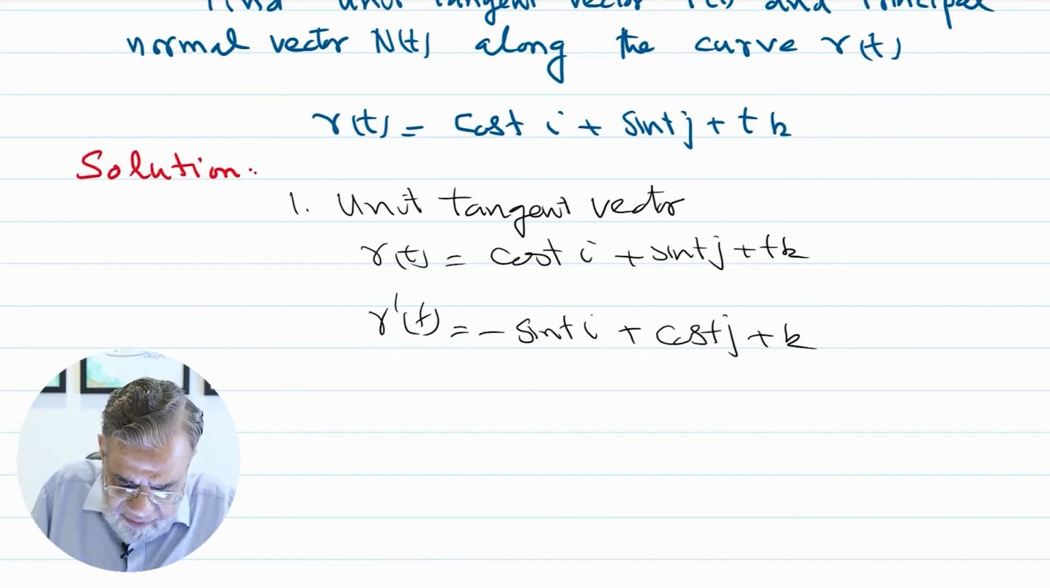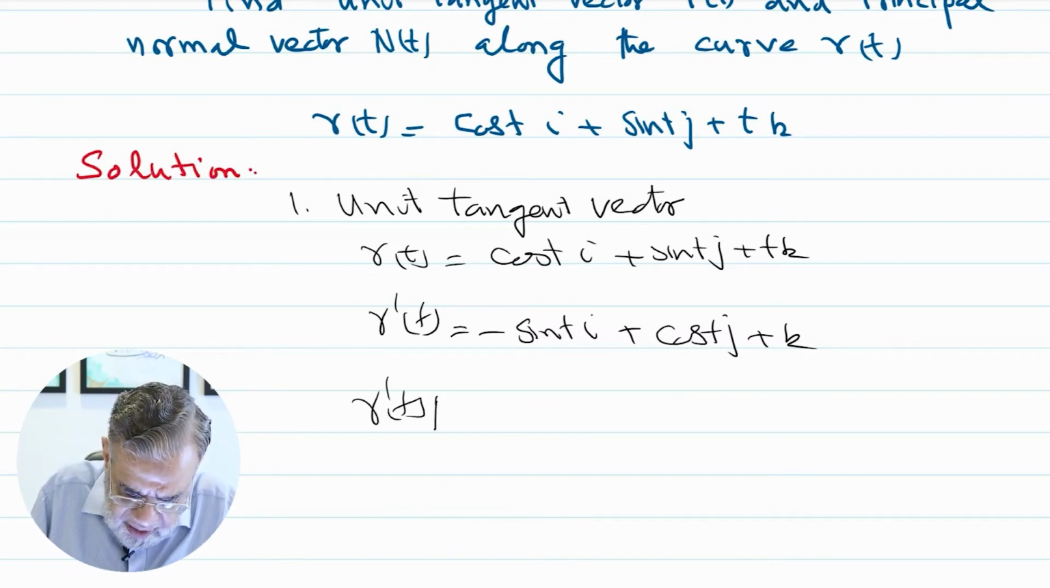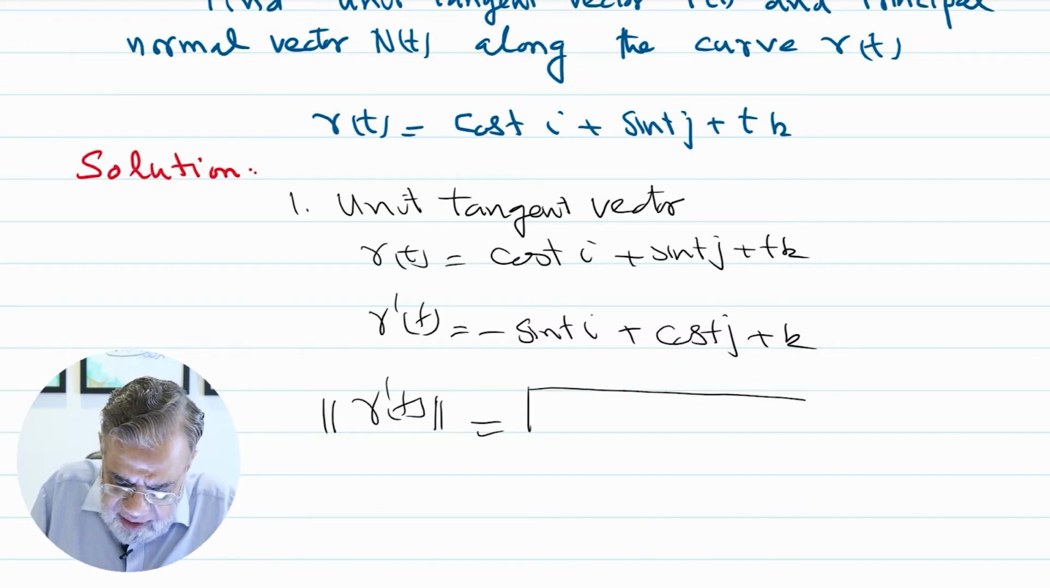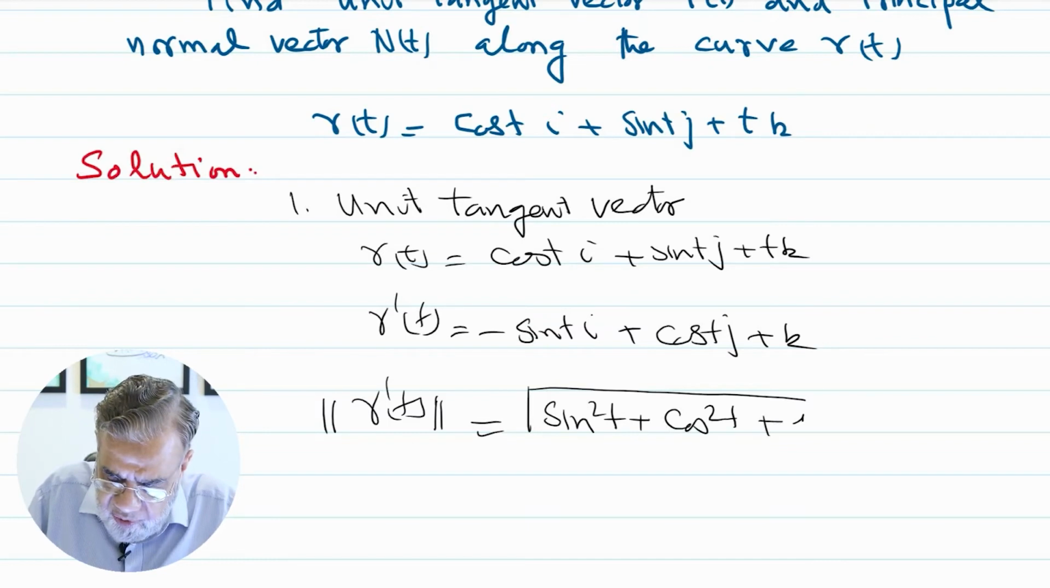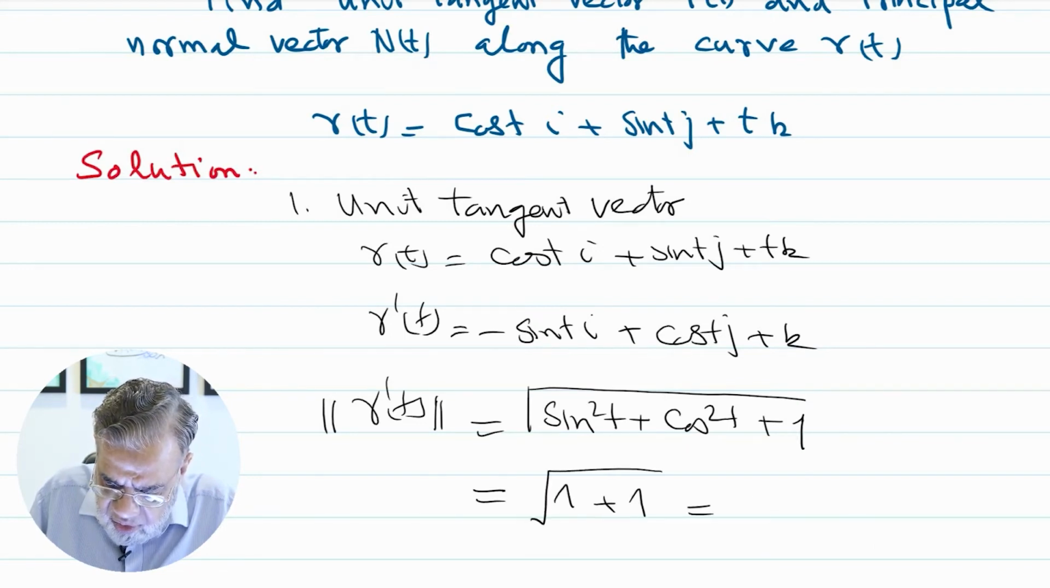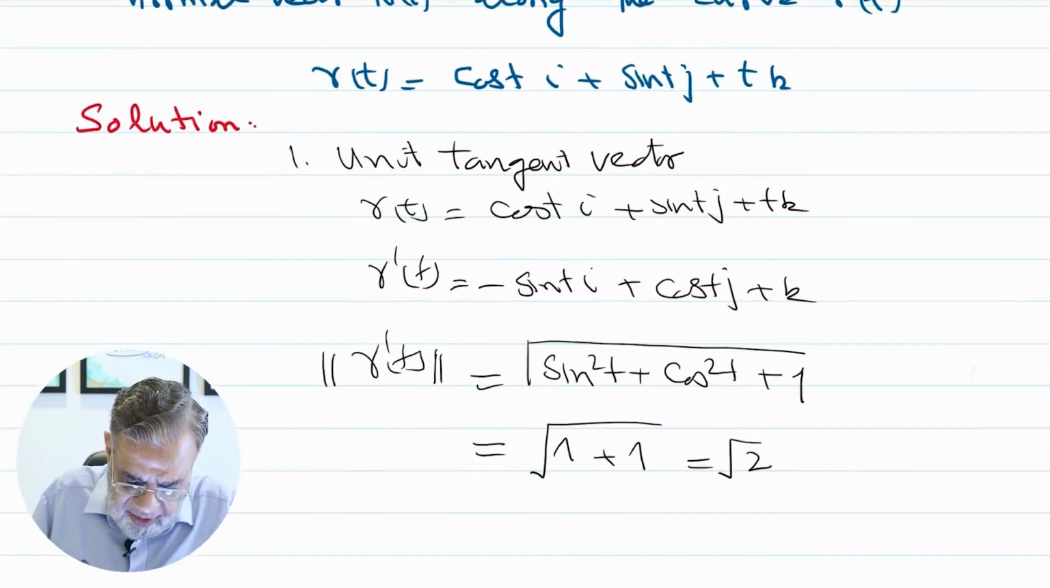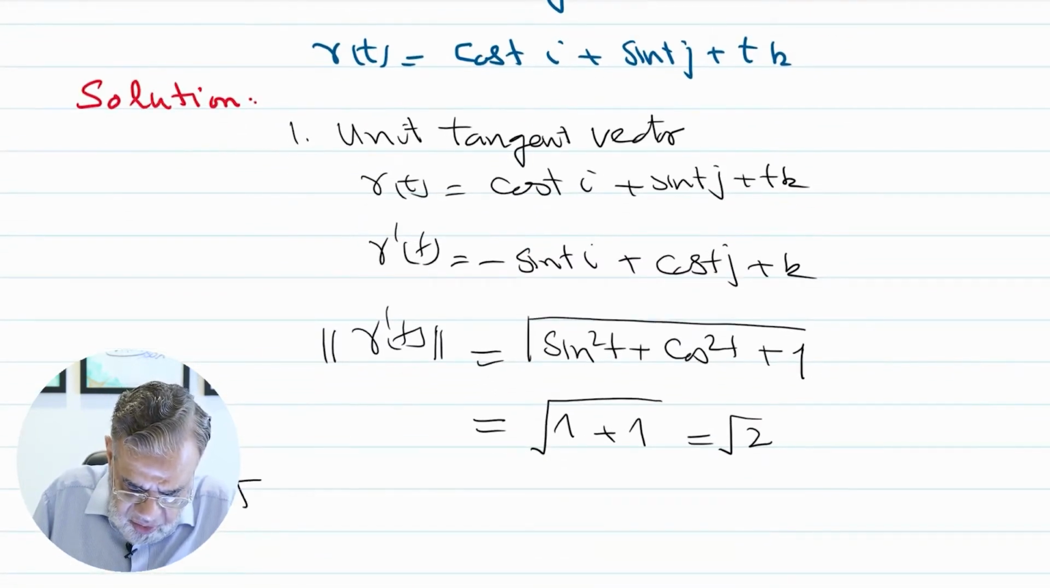Now I need the magnitude of r dash of t to find my unit tangent vector. We just take the magnitude of r dash of t, which is equal to the square root of sine square t plus cosine square t plus the square of 1, which is 1. Sine square t plus cosine square t is equal to 1. So we get 1 plus 1 under the root, which is 2 under the root. Very easy. Now we can write our unit tangent vector T of t is equal to 1 upon root of 2, times r dash.